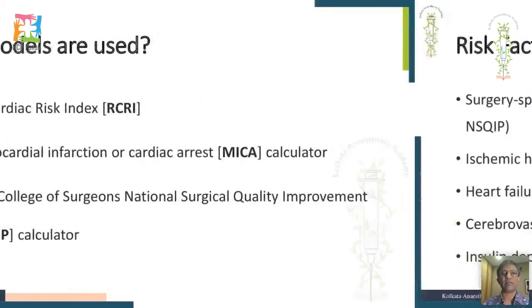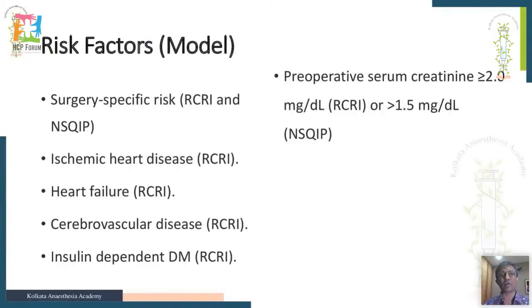And all these models incorporate certain factors. If you look at it, whatever is there in the RCRI is also there in the NSQIP. Like the surgery-specific risk index: what is the kind of surgery? Is it major vascular surgery, or is it major invasive cavity surgery? Does the patient have ischemic heart disease? Does the patient have heart failure? Does the patient have a history of cerebrovascular disease? Does the patient have associated diabetes mellitus, which is insulin dependent? Does the patient have renal dysfunction with a serum creatinine of greater than 2?